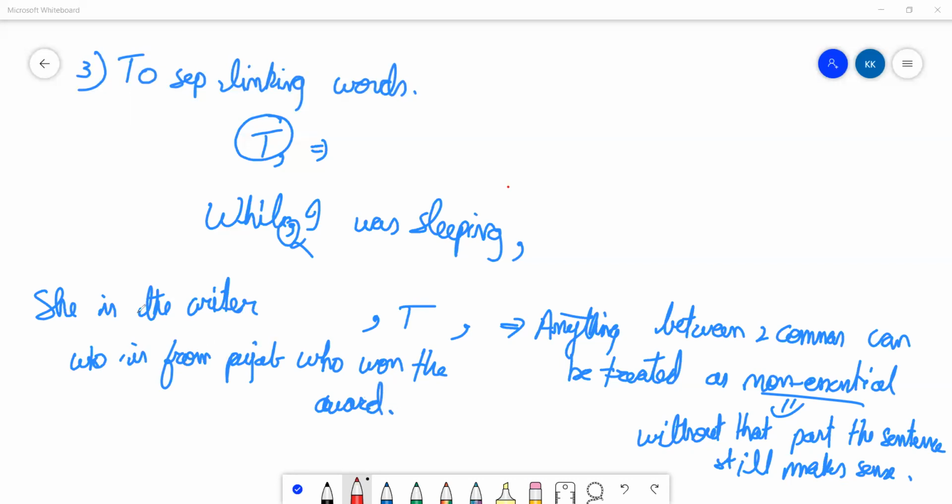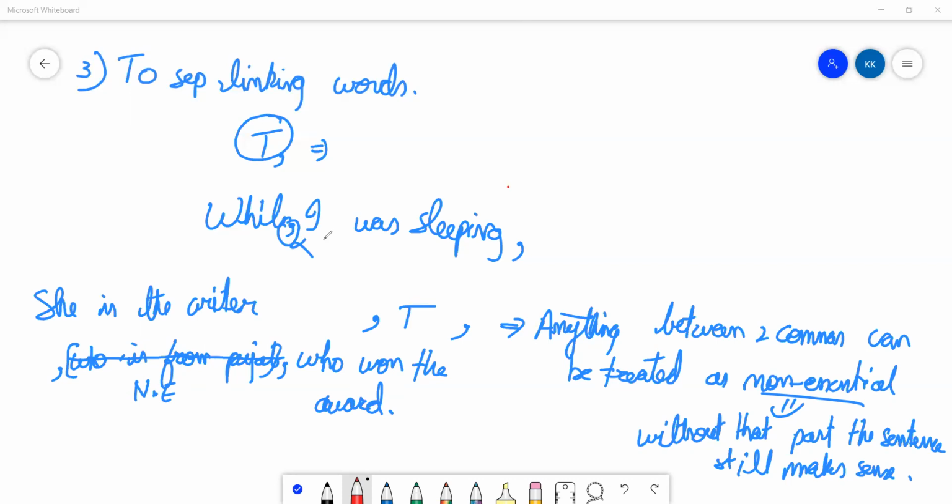Okay. Now she is the writer who is from Punjab who won the award. Who is from Punjab can be treated as non-essential. So if you remove this part of the sentence, she is the writer who won the award. It's making sense, na? So what does it mean? Non-essential means even if you remove this part, the sentence still makes sense.